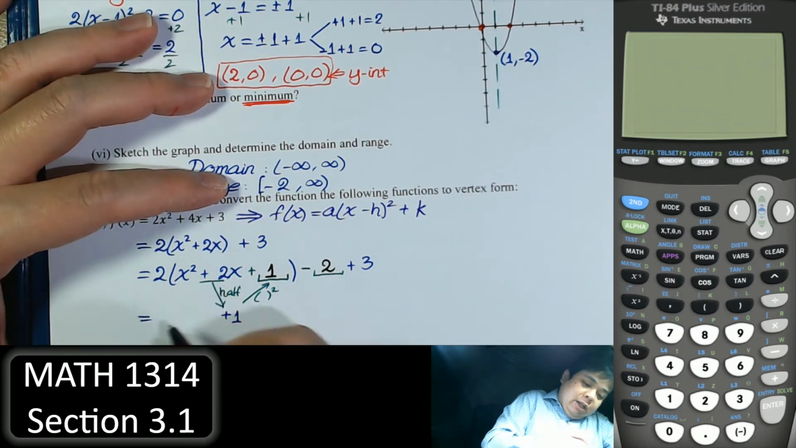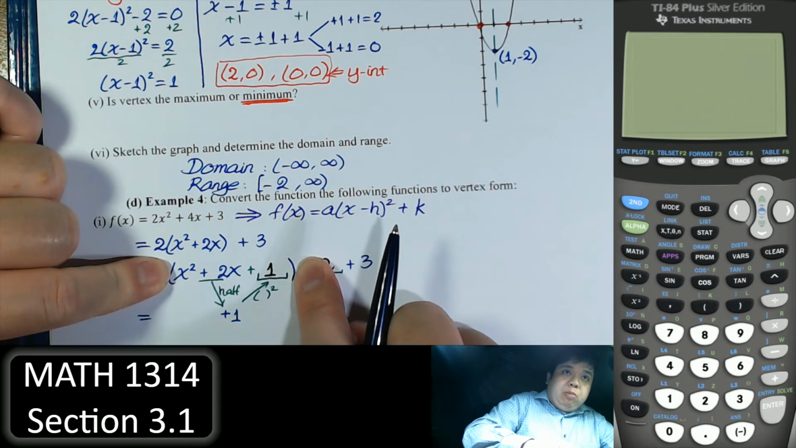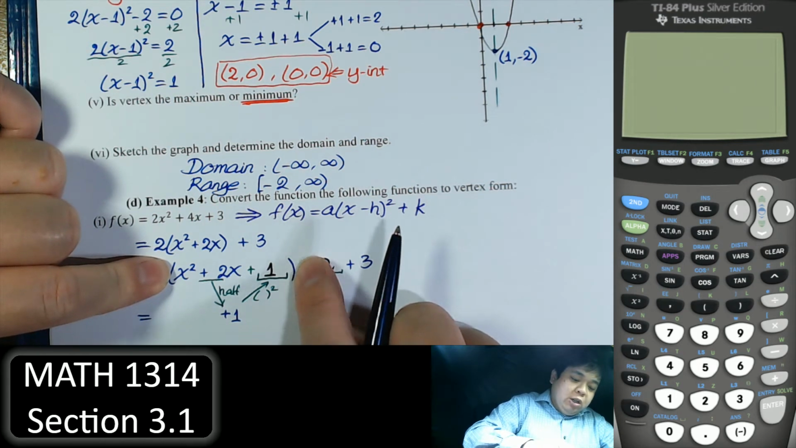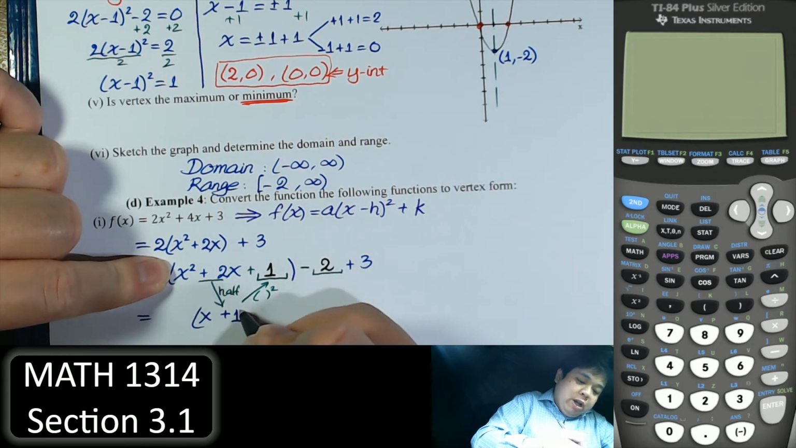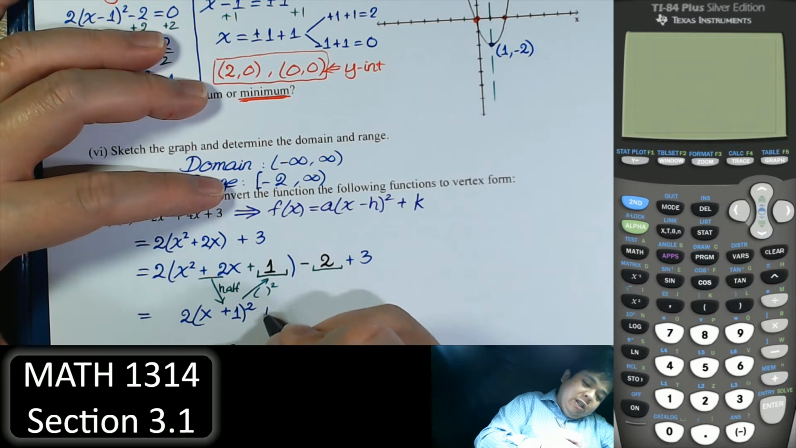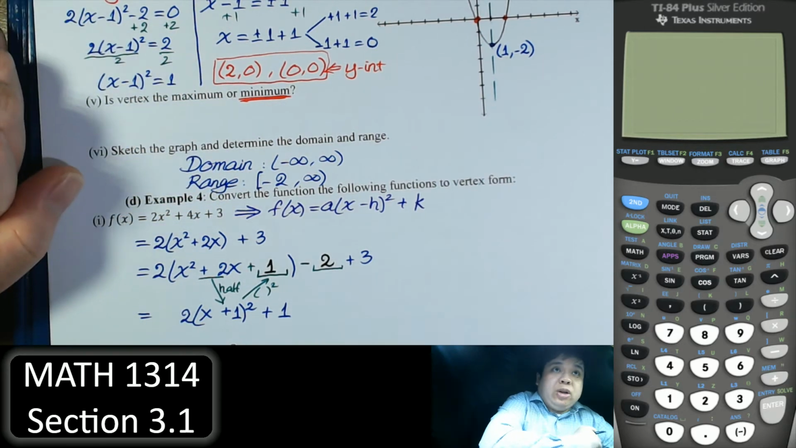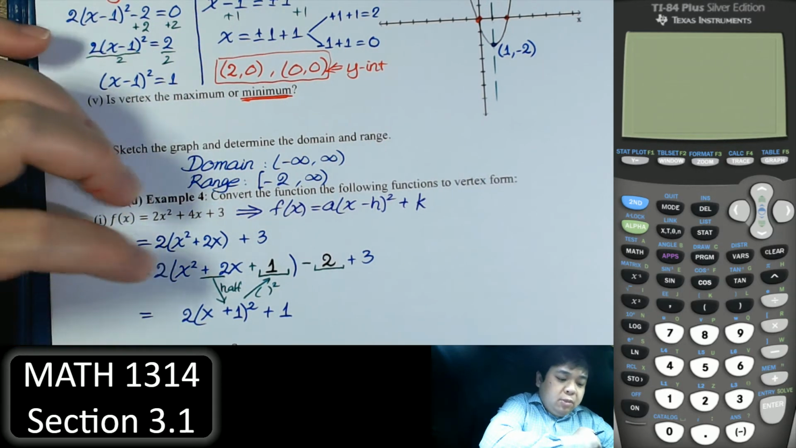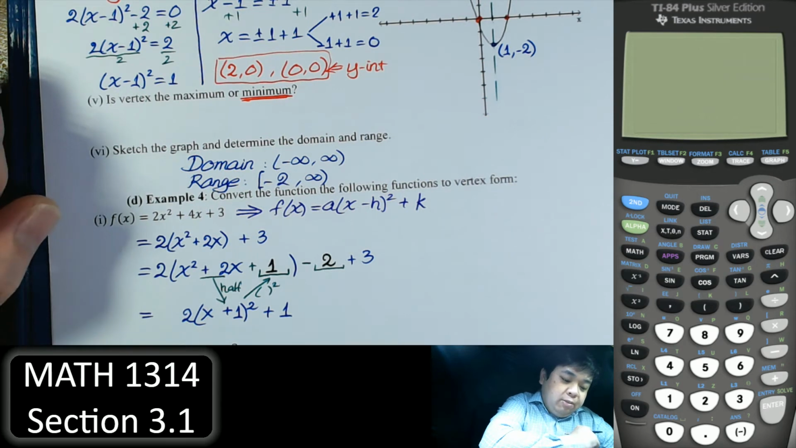And finally, the perfect square trinomial here will turn into just (x + 1)². There's a 2, and then minus 2 plus 3. So with that, we convert this to a vertex form.